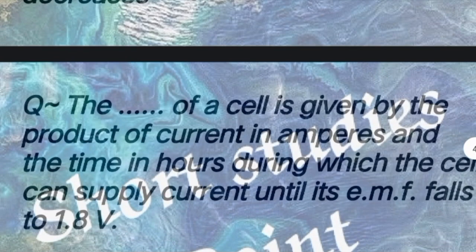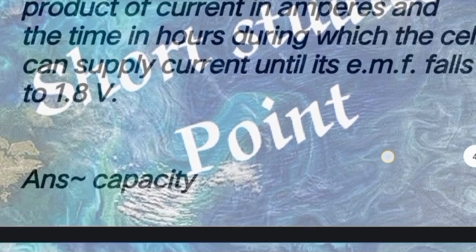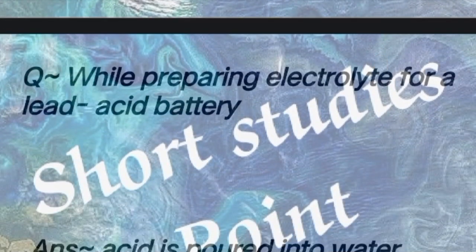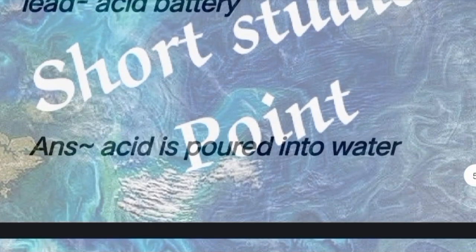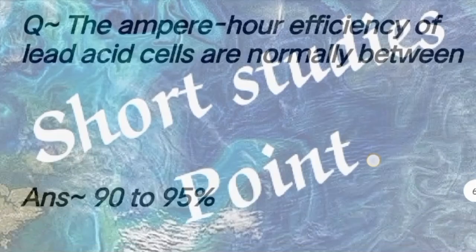Next question: the dash of a cell is given by the product of current in ampere and the time in hours during which the cell can supply current until its EMF falls to 1.8 volt, answer capacity of a cell. Next question: while preparing electrolyte for a lead acid battery, answer acid is poured into water. Next question: the ampere hour efficiency of a lead acid cell is normally between, answer 90 to 95%.